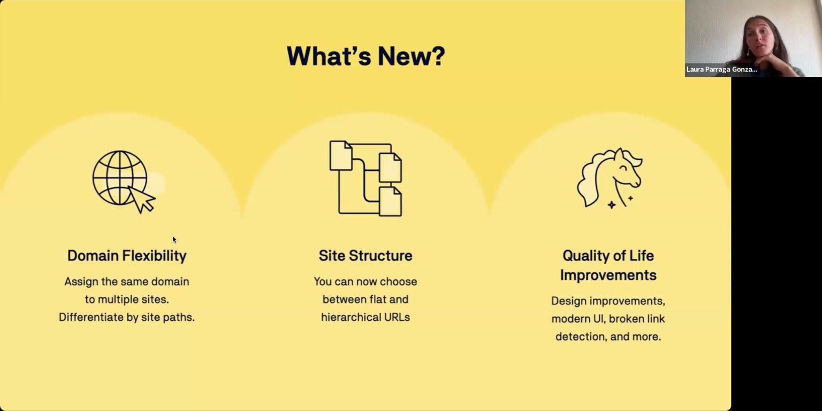And then lots of other quality of life improvements that are already available in the beta. Design improvements, a modern UI, you have already seen it. Broken link detection, so if there's a 404 link somewhere in your content, we'll point that out. And many, many more things.